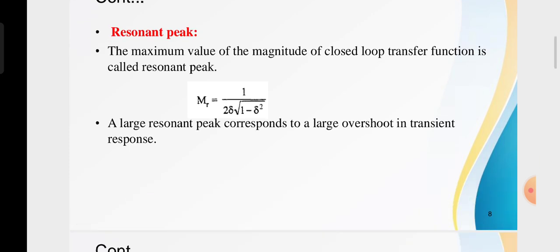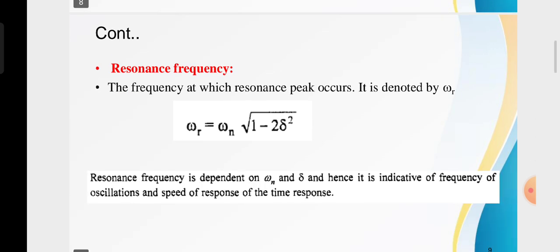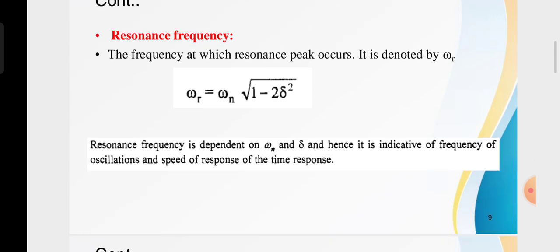What is resonant peak? The maximum value of the magnitude of the closed loop transfer function is called the resonant peak. At large, the resonant peak corresponds to a large overshoot in the transient response. The mathematical expression for the resonant peak: M R is equal to 1 by 2 del root of 1 minus del square. And resonance frequency: the frequency at which the resonance peak occurs is called the resonance frequency.